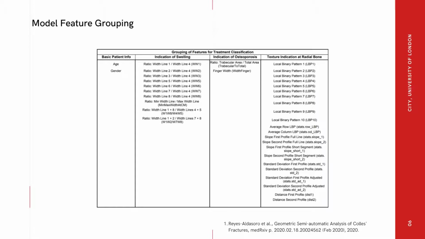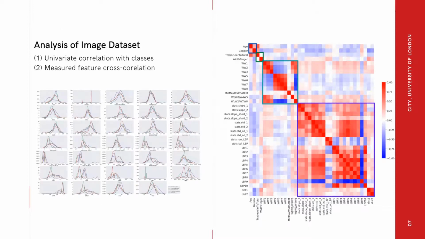These features will be used as the input for all machine learning models to be presented in subsequent slides. Prior to the model construction, exploratory data analysis is performed, from univariate correlation with the 5 classes to the cross correlations between all the different features.